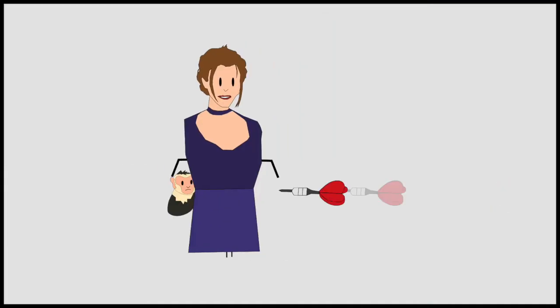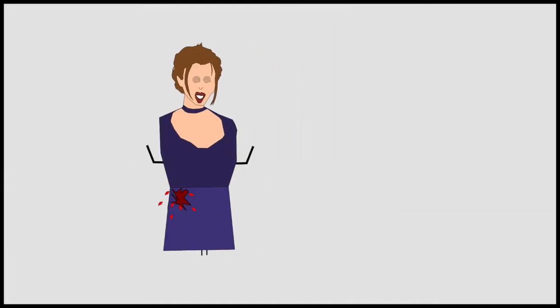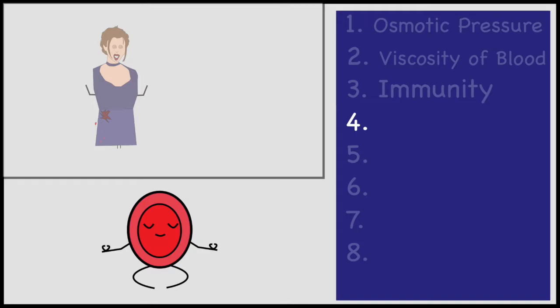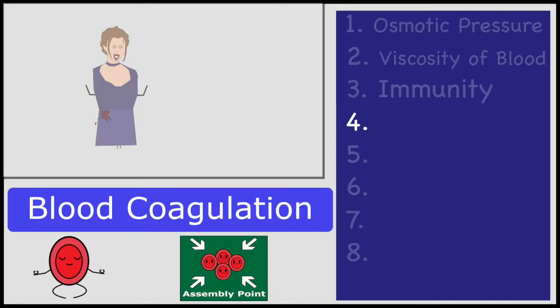The masseuse accidentally cuts herself and starts bleeding, so her blood coagulates. Blood coagulation is an important function of plasma protein. Blood clotting depends on the concentration of fibrinogen that forms fibrin threads. This is the final step of blood coagulation.